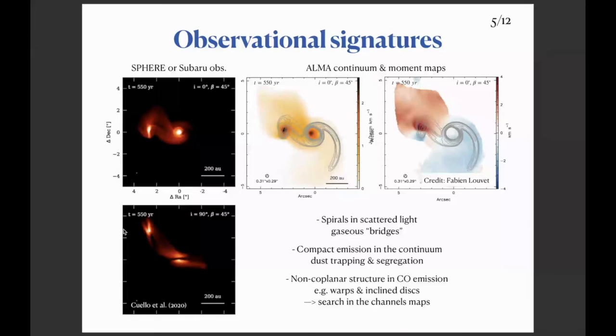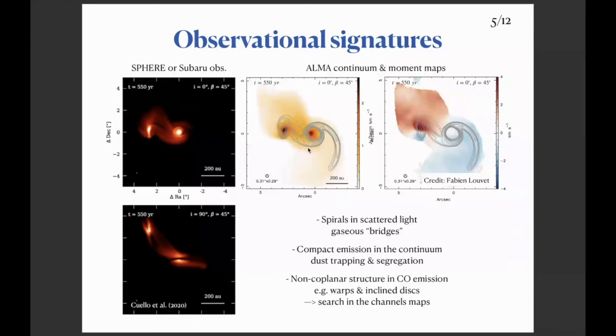And what we can notice is that there are mainly three things. You have spirals in scattered light that can be interpreted as gaseous bridges. Then we have the compact emission in the continuum compared to the gas. And then we also have non-coplanar structure in the CO emission lines, like warps and inclined disks. And we can see this in the individual channel map.